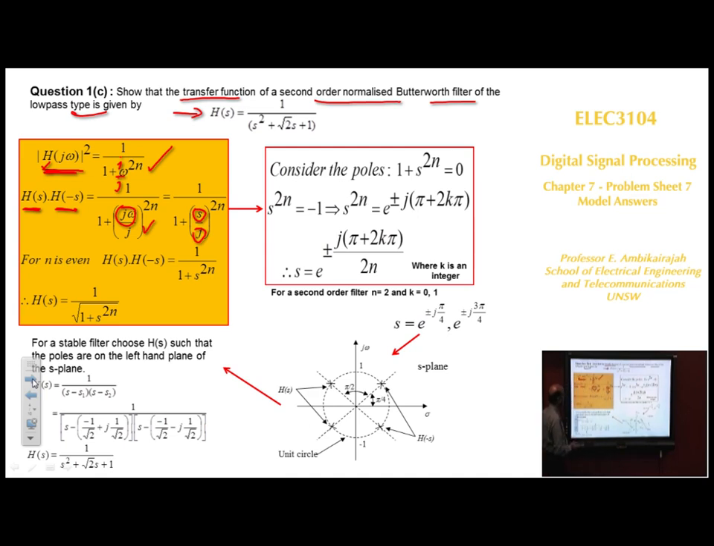Now, we will find that if you make n even, j squared will become minus 1, and even means minus 1 times minus 1 is plus. So what you end up with is that one. So this will now come as that for n equal to even. So this is H(s) squared. So the H(s) will be, you take the square root of this one, and that's your transfer function.